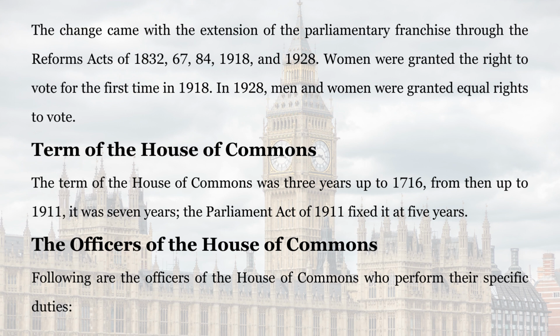Term of the House of Commons. The term of the House of Commons was 3 years up to 1716. From then up to 1911, it was 7 years. The Parliament Act of 1911 fixed it at 5 years.